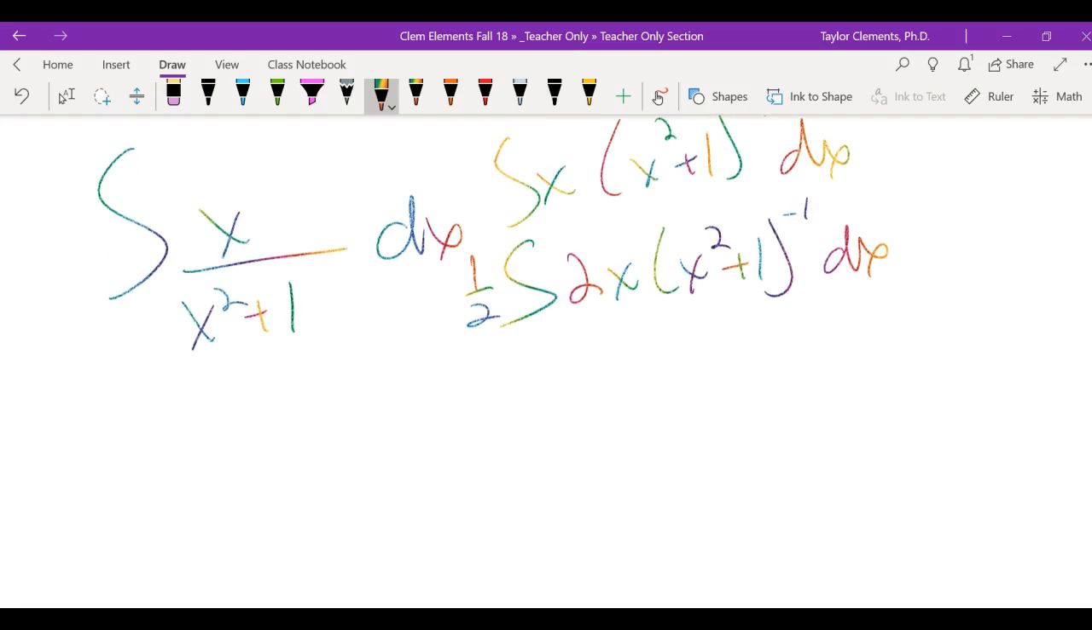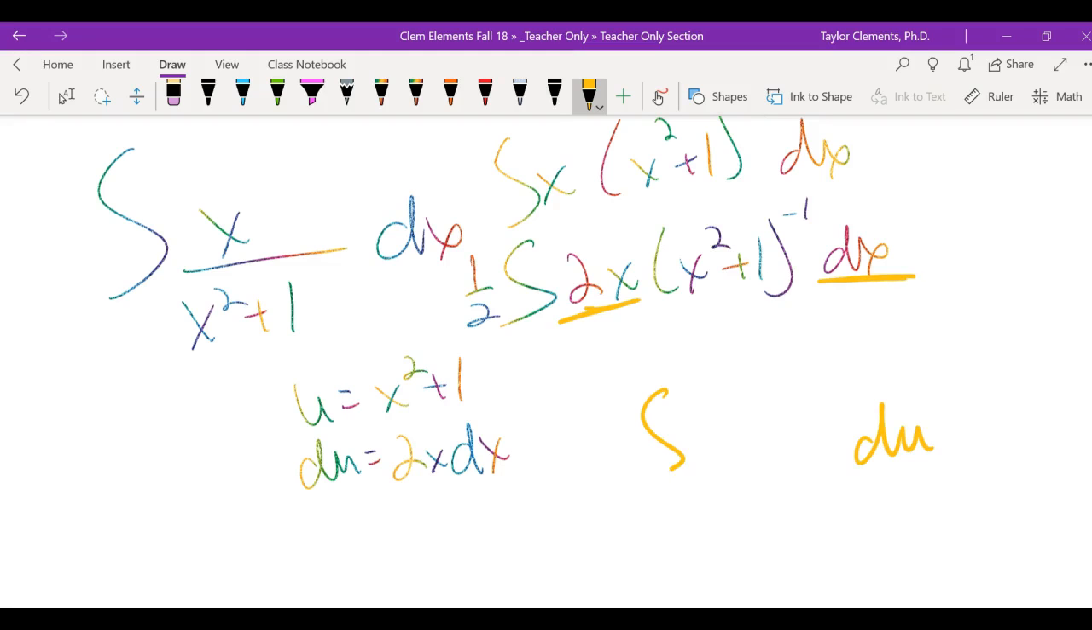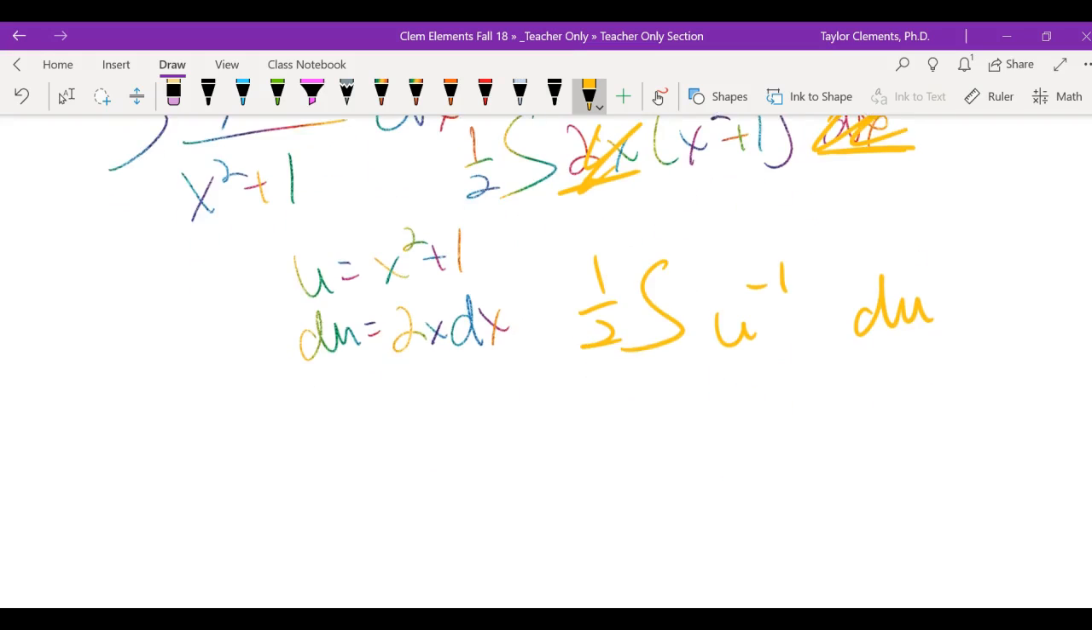All right, so let's do this. I'm going to let u equal the inside function, x squared plus 1. So du equals 2x dx. Let's make some substitutions in here. 2x dx, that's the same as du. Got a 1/2 out front. So I've got rid of those. And this is just u to the negative 1.